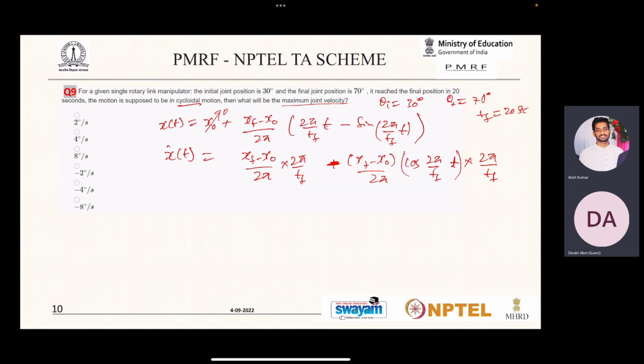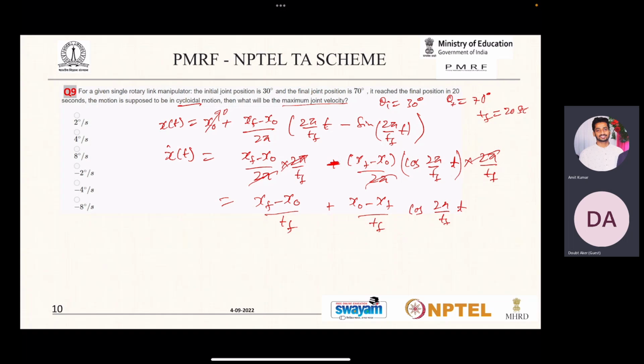So this is what we'll get. This 2 pi will go, and finally we have (xf minus x naught) by tf, and this 2 pi will go, and this will become plus (x naught minus xf) by tf cos(2 pi by tf into t), right?